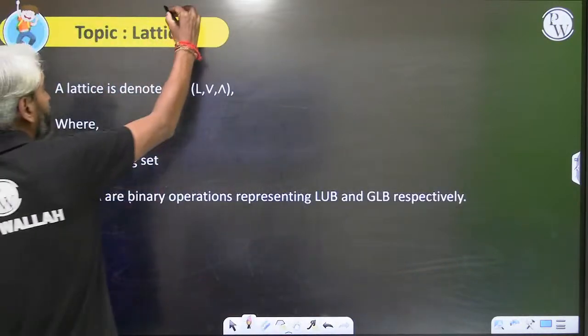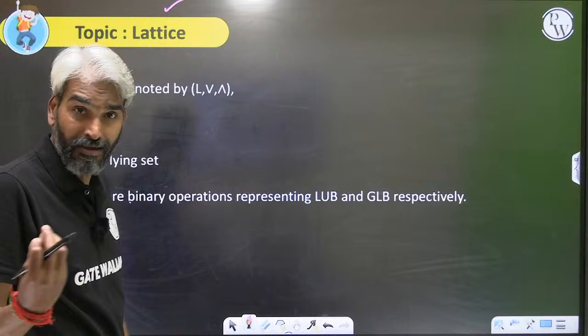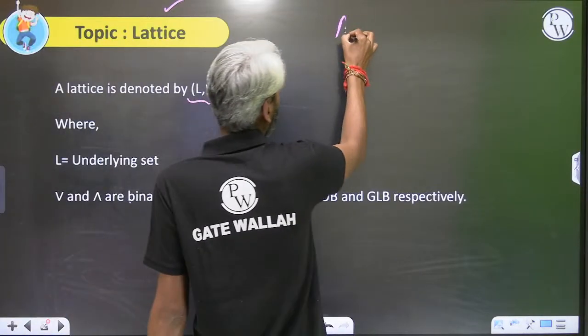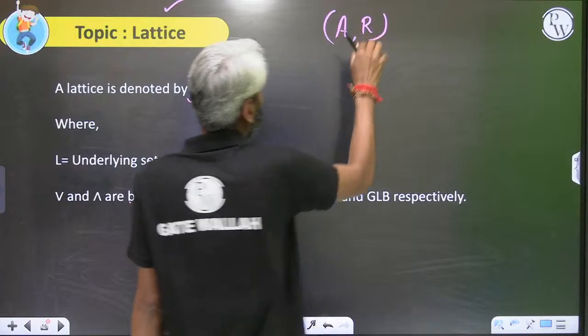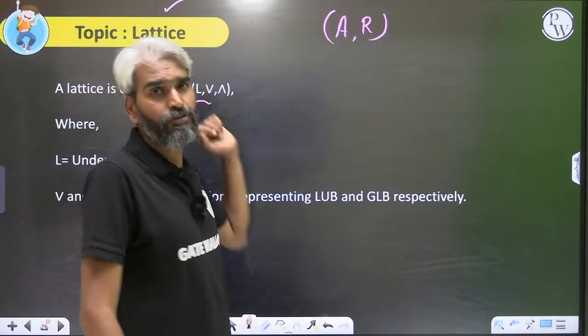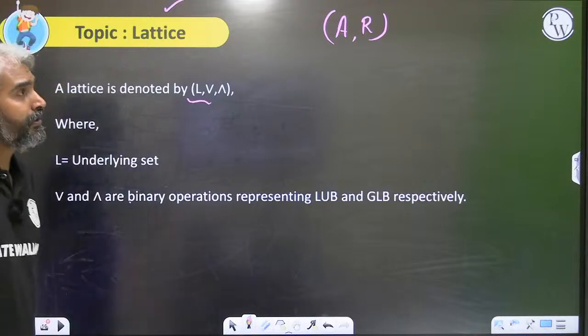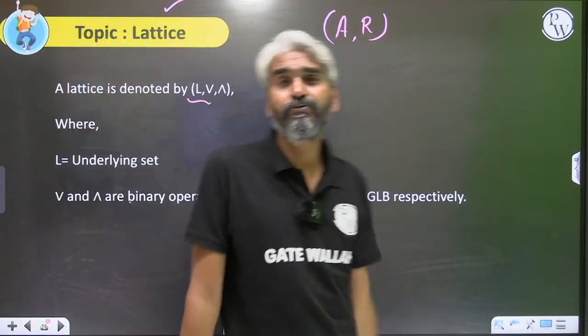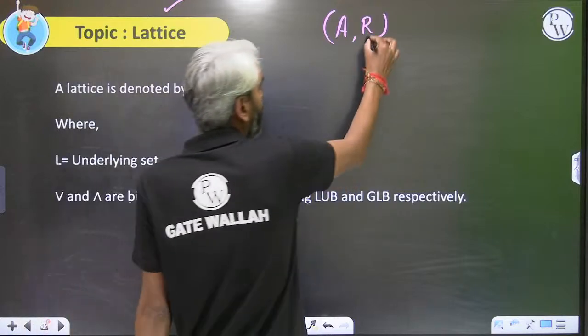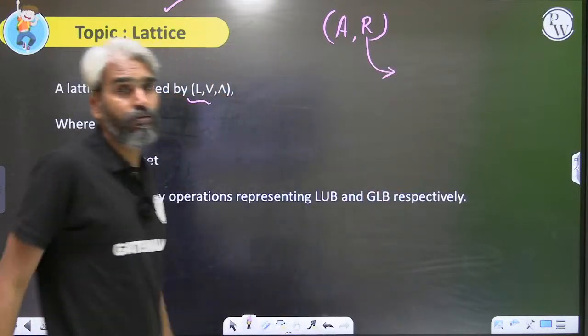Next concept is, sir, how do we denote a lattice? A lattice is generally denoted like this. Like we denote a poset using this, so this is our poset. This same poset will eventually become a lattice if in this poset the least upper bound as well as the greatest lower bound exist for every pair of elements. Now, how do we calculate the least upper bound and greatest lower bound?